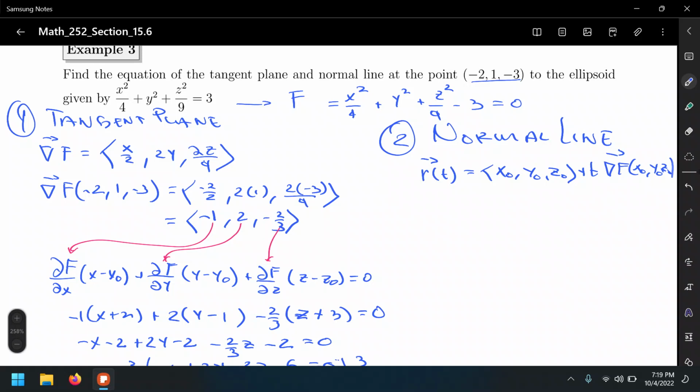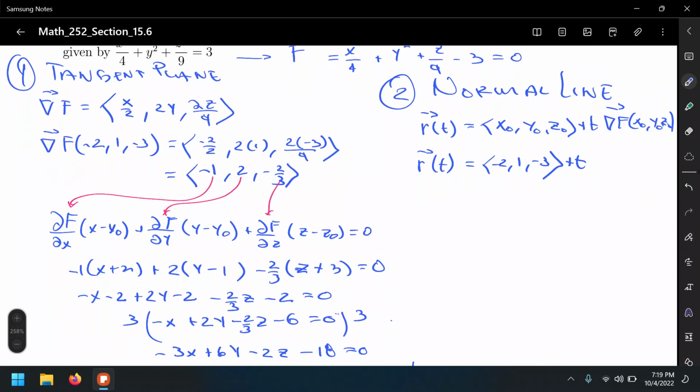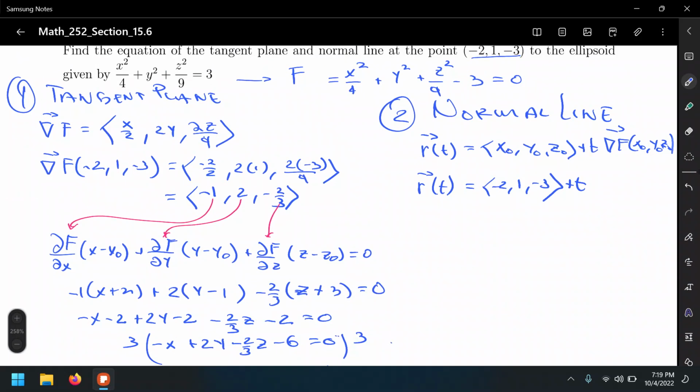So r of t equals negative 2, 1, negative 3 plus t times the gradient at that given point, which in this case was negative 1, 2, negative 2 thirds.